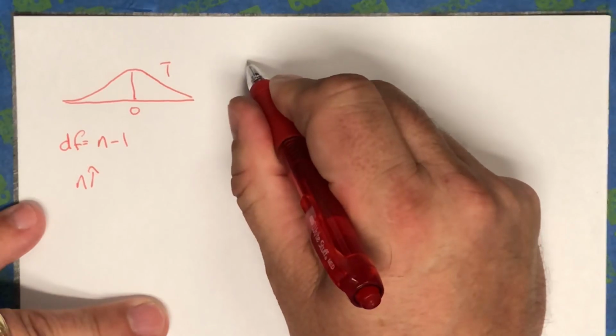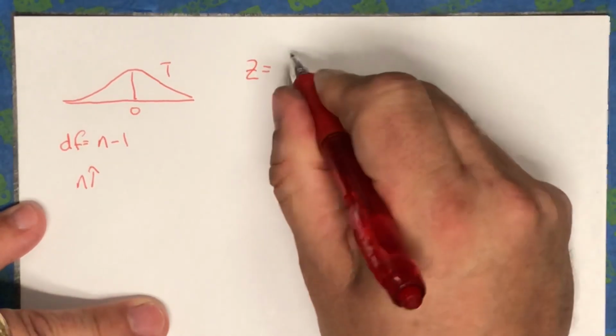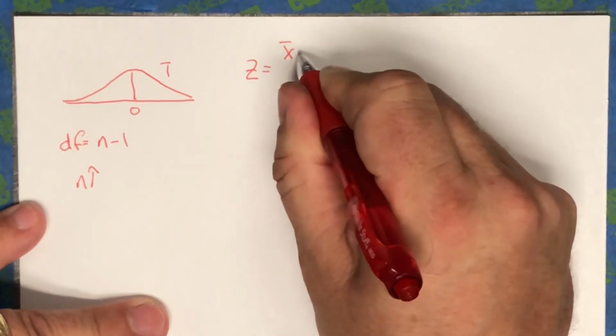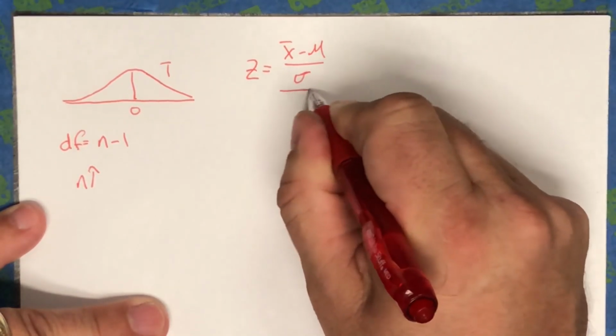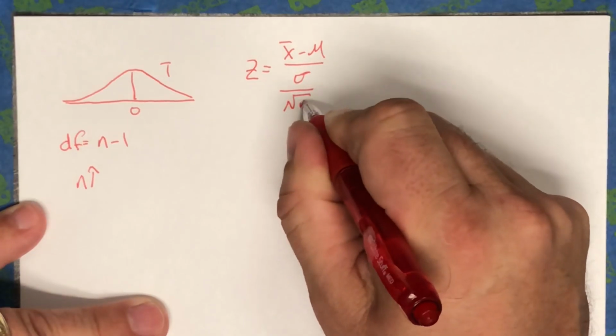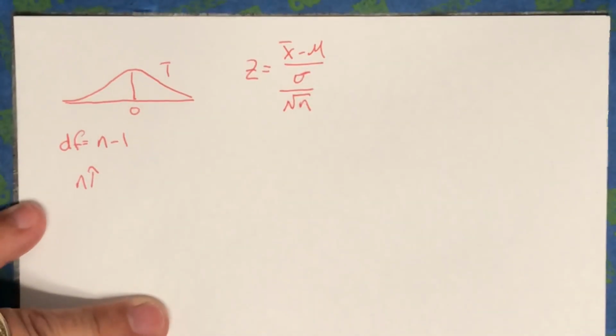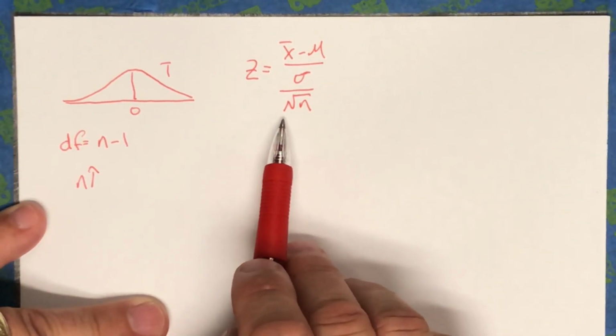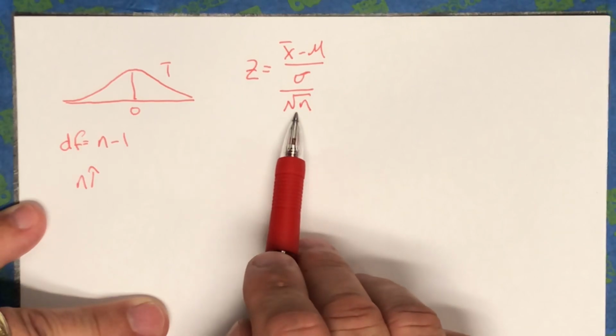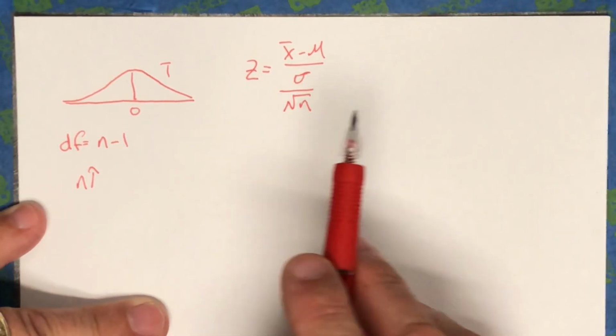First off, the z distribution, when we're working with central limit theorem, is x bar minus mu over sigma divided by the square root of n. Now, to use this, we either had to have an underlying distribution that was normal, or our sample size had to be 30 or larger.